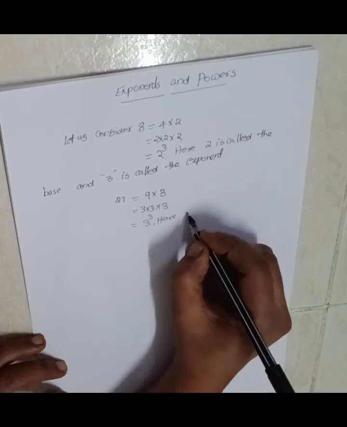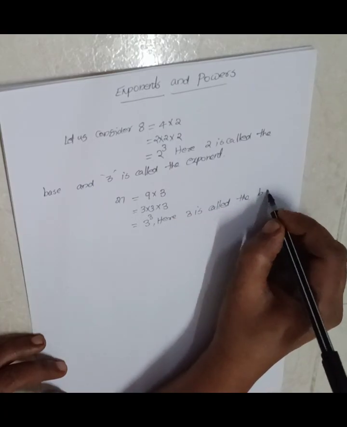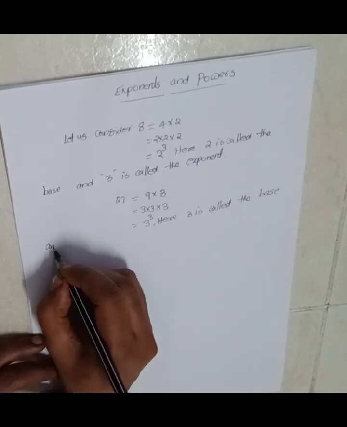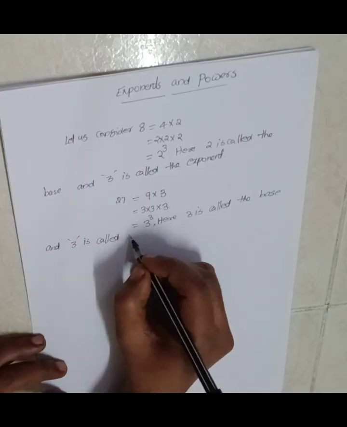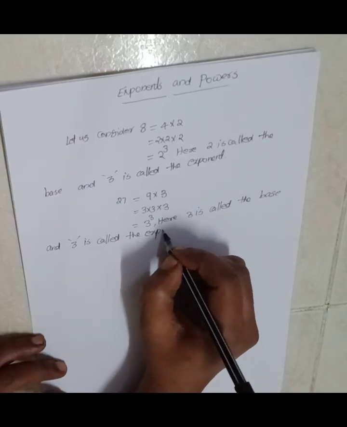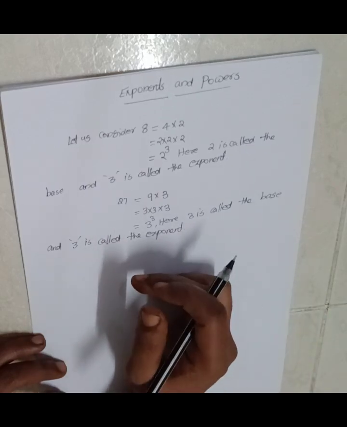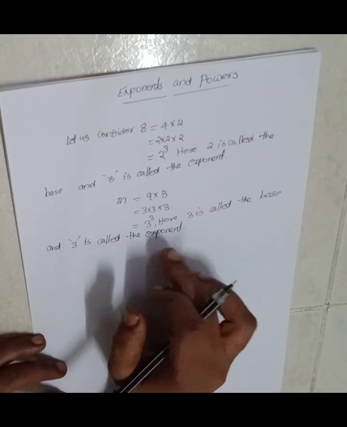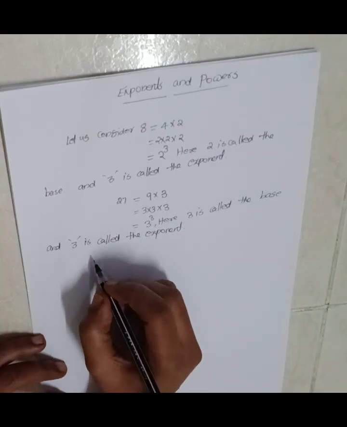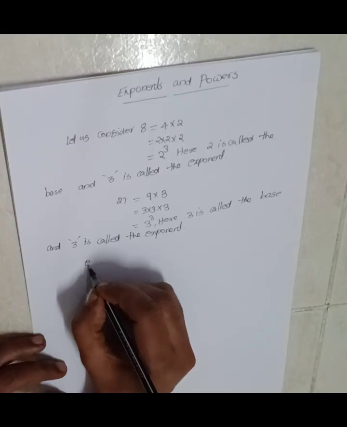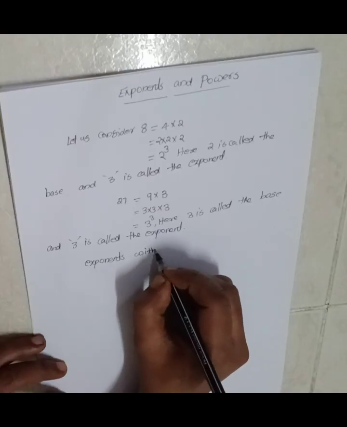Here 3 is called the base and 3 is called the exponent. Similarly, we can consider all positive numbers, the exponents with a positive power. We can write like that. And next, we can consider exponents with negative power.